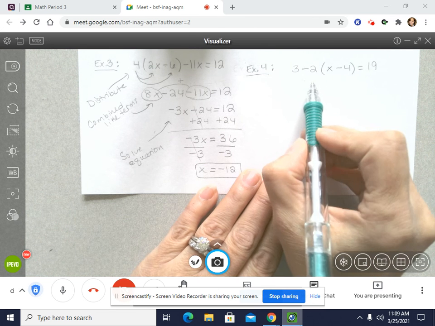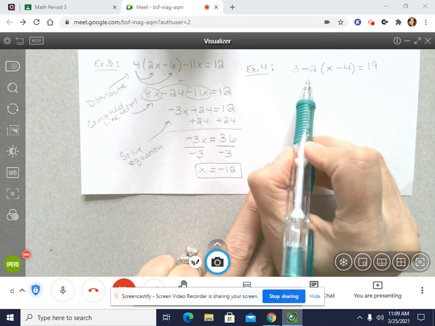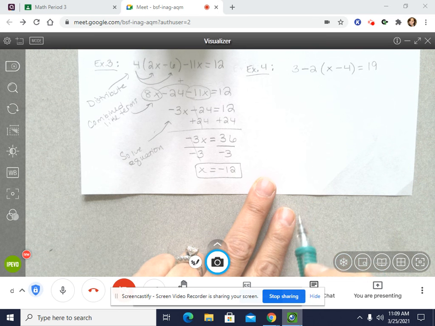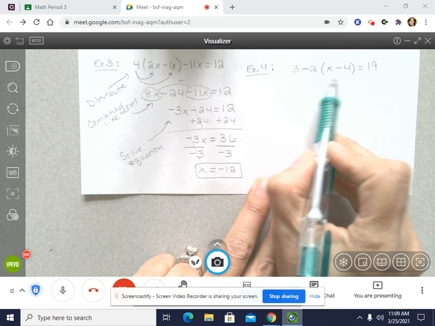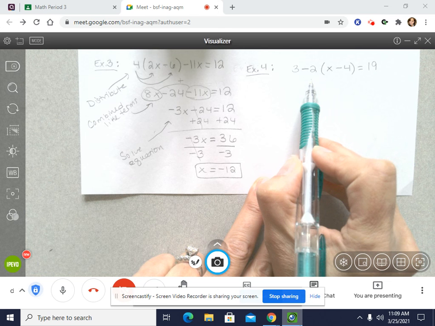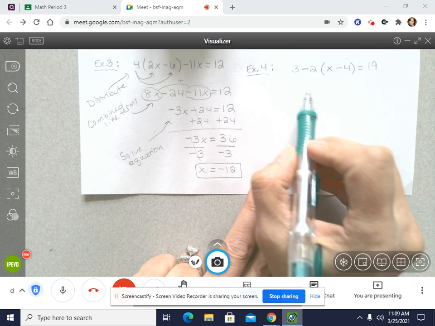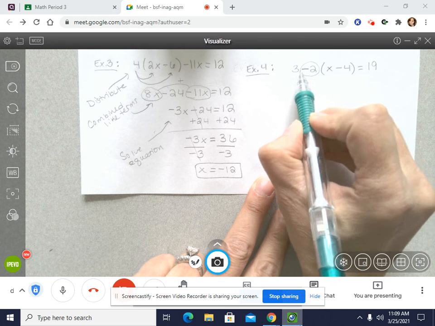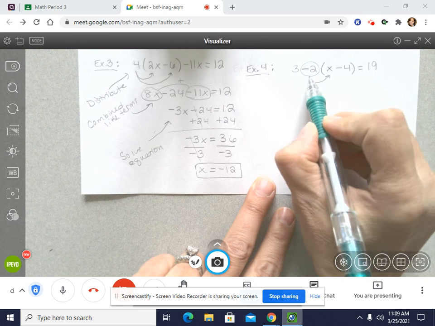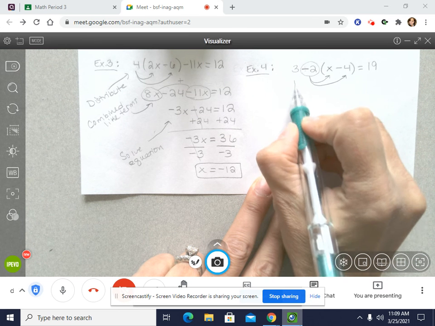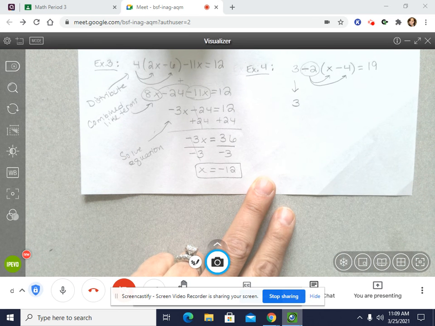All right, now example 4. So this is the tricky one. What is directly in front of that parentheses that we're going to distribute? What's directly in front of that? A negative 2. Very good. Right? There's a 2, but that minus sign in front of that means that it's negative. So I'm going to circle that so that I remember to distribute not just the 2, but the negative 2. So what do we think we're going to do with that 3? Yeah, so just bring it down so we don't forget about it.